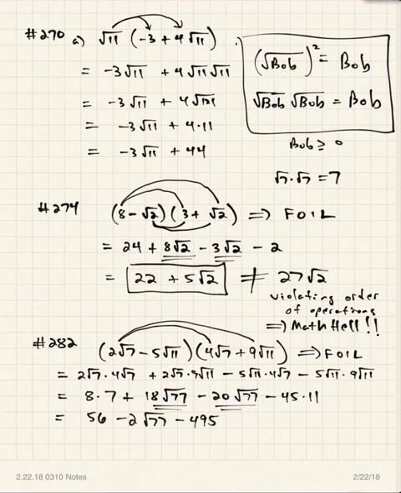Like that. And then you have 56 minus 495, because those are like terms that you can go ahead and subtract. So that gives you negative 439 when you do that. Kind of a big number. And then minus 2 square root of 77. And then there wouldn't be anything else you could do with that. You can't violate order of operations there. And so that would be your final expression there.